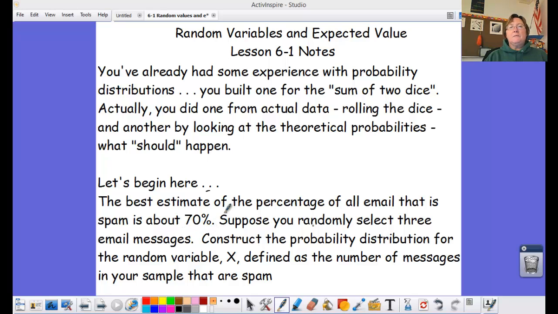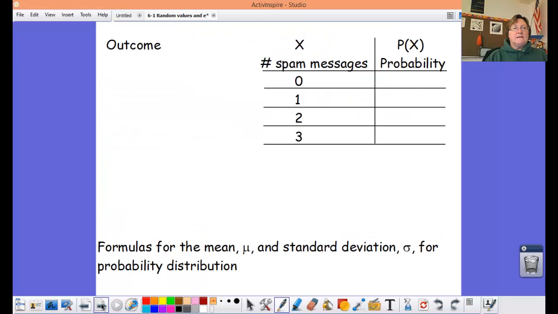So it says the best estimate of the percentage of all email that's spam is around 70%, and I would guesstimate that it's probably higher than that, but that's what we're going to use. Suppose you randomly select, random is important here, 3 email messages. Construct the probability distribution for the random variable x, and x is defined as the number of messages in our sample that are spam.